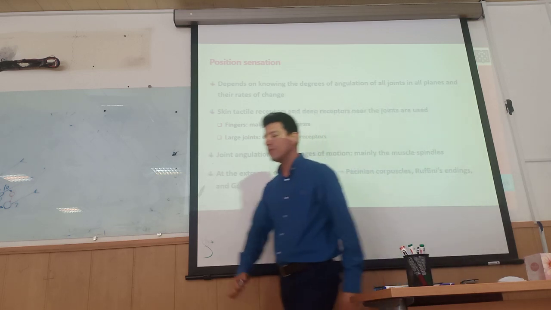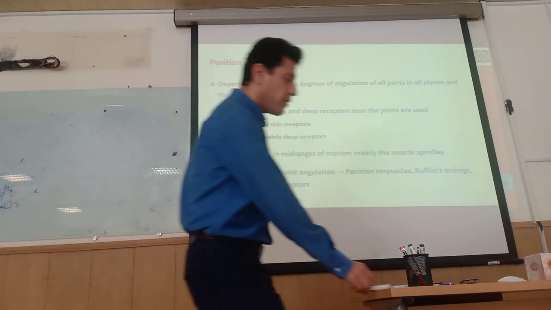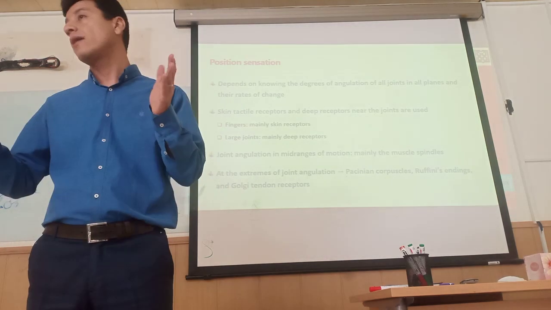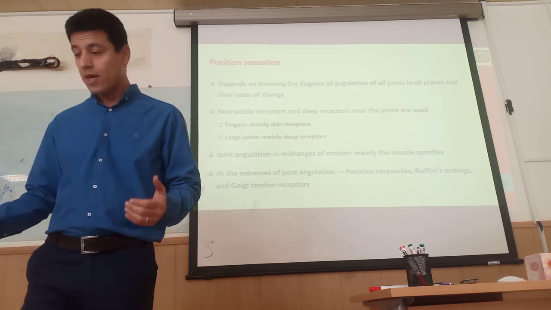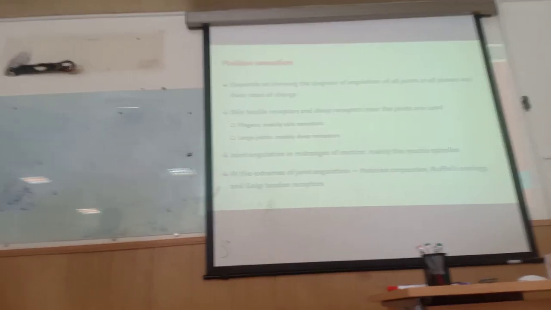Now let's go to mechanisms involving position sensation. Okay? Position sensation depends on knowing the degree of angulation of all joints in all planes and the rates of changes. So we are aware of our body. If you close your eyes, you're still aware of your body. Okay? Because you have flow of information from the body to the brain.